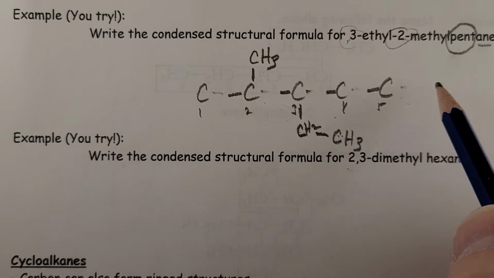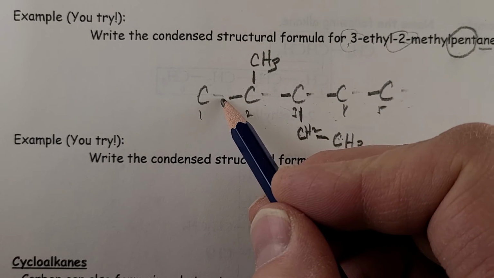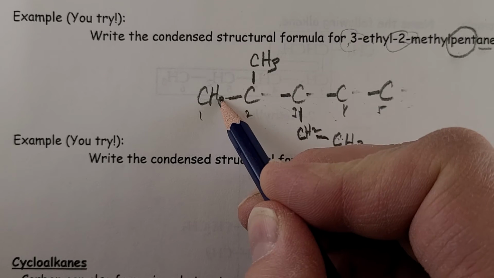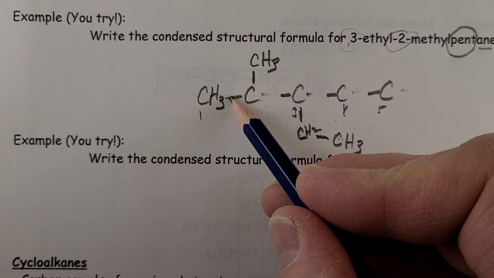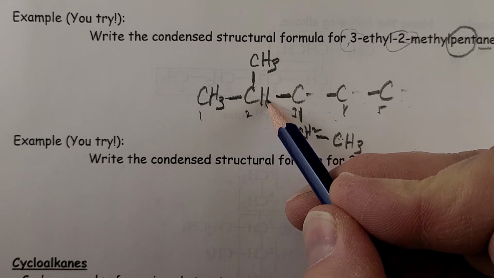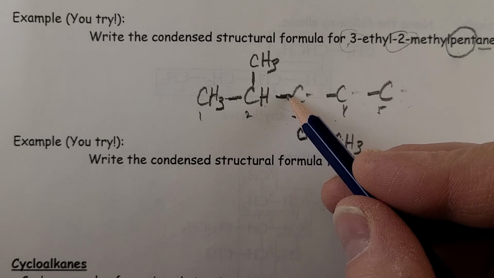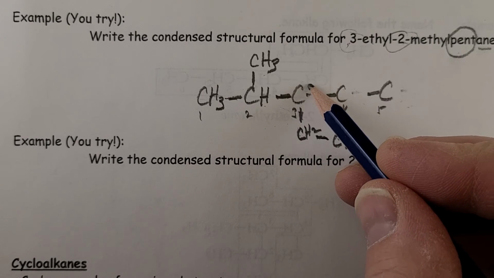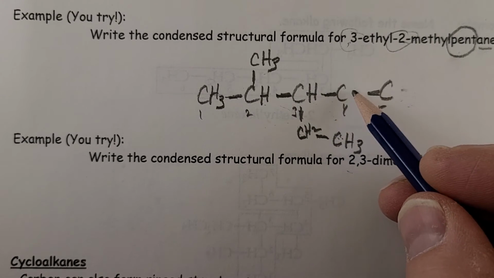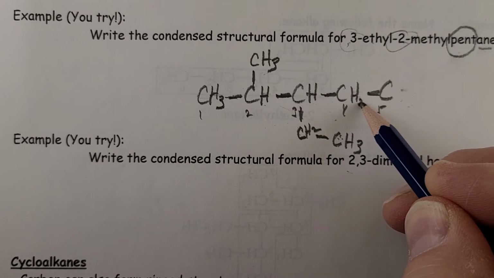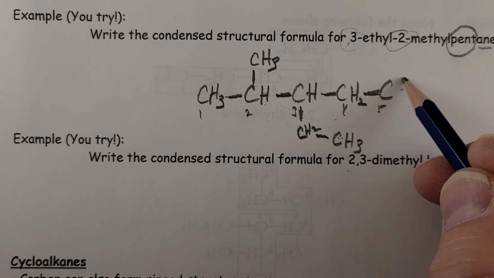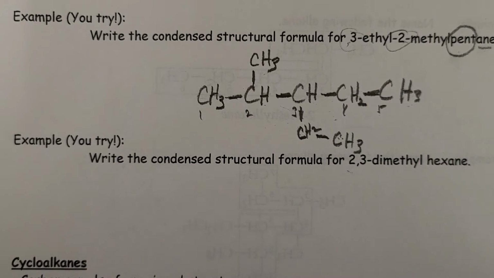All right, now I just have to fill in the H's on my structure. So this carbon is bonded to this carbon, so it needs 3 more H's. This carbon is bonded to 1, 2, 3 things, so it only needs 1 H. This carbon is bonded to 1, 2, 3 things, so it just needs 1 H. This carbon is bonded to 1, 2 things, so it needs 2 H's. And this end carbon is only bonded to 1 other carbon, so it needs 3 H's.